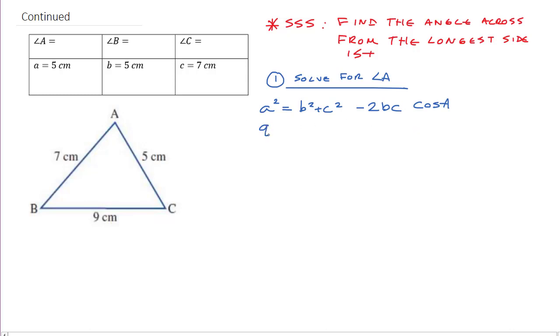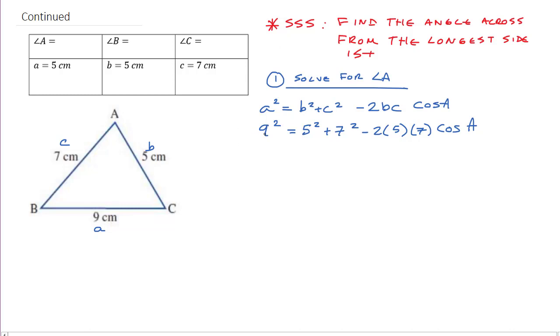We know side A is 9. There's A. Let me label these. There's B. There's C. We know B is 5. We know C is 7. 2 times 5 times 7. Cos of A. What the heck is A? We don't know. That's what we're solving for. Okay, so let's just start solving, right?